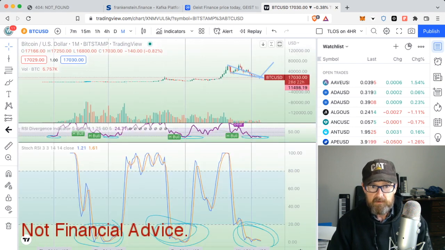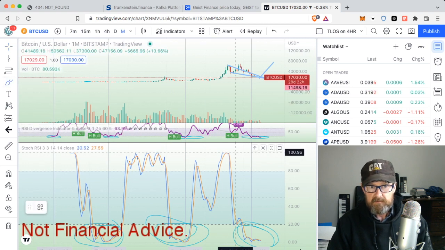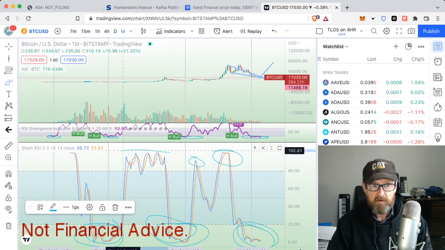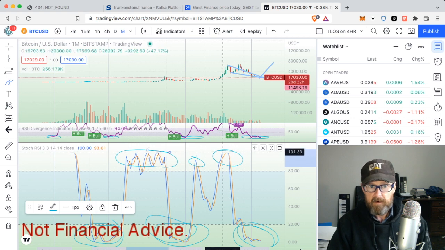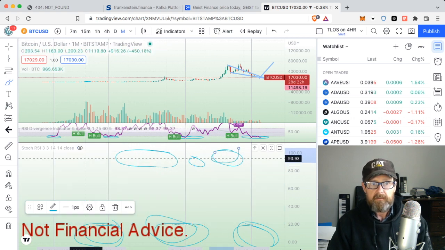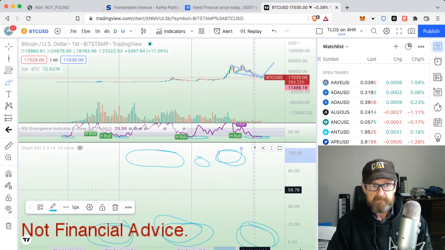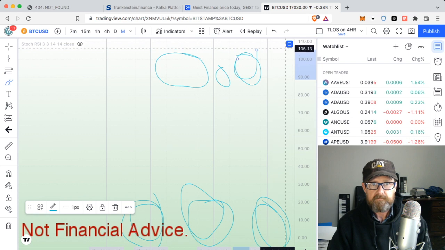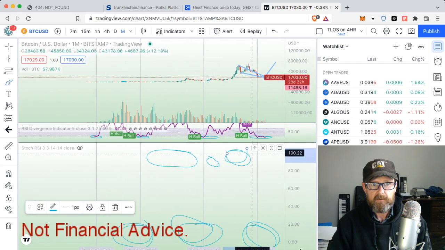And again, look what's happening here. There's a reason why this is called overbought. That's overbought. Okay? It's overbought. You see that? Overbought.